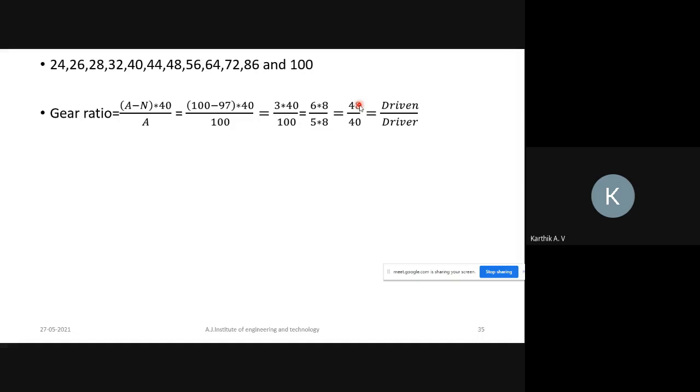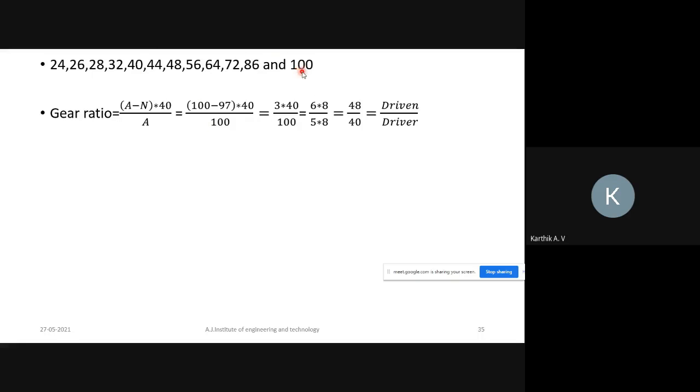Okay, so it may be any value. The better thing is to take a larger value. Suppose you want to create 98 divisions, you can choose an upper value, so 100. Okay, I will choose 100, or 110, any value you can choose. Then you can select the proper gear ratio out of these.